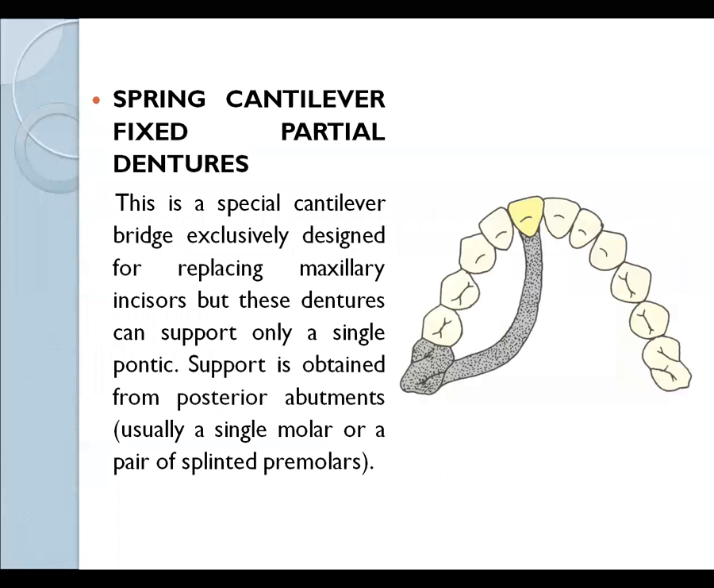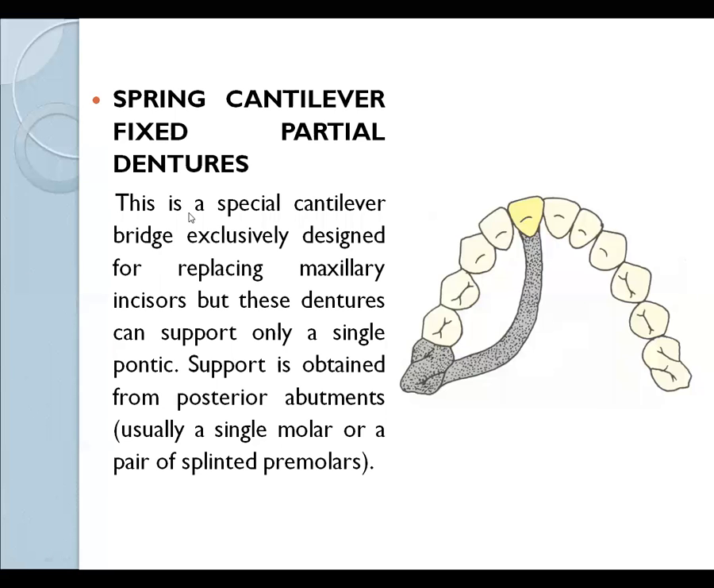Next one is the spring cantilever fixed partial denture. In this picture you can see this is the spring cantilever. This is a special cantilever bridge exclusively designed for replacing maxillary incisors. But these dentures can support only a single pontic. The support is obtained from a posterior abutment, usually a single molar or a pair of splinted premolars. Here you can see the support is obtained from the molar region, or it can be obtained from the pair of premolars.